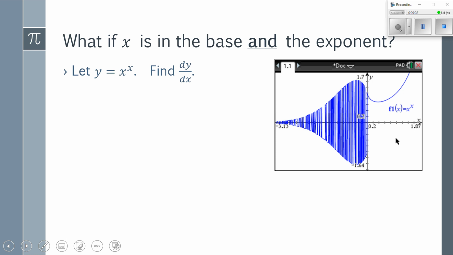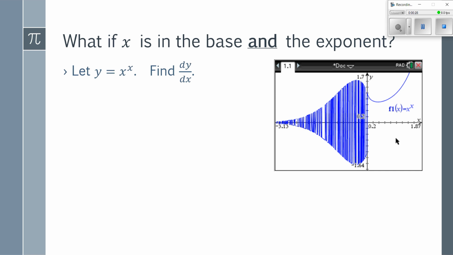So I did want to just talk about, in the last series of videos, we've talked about what if x is in the base, in terms of using the power rule, and what if x is in the exponent, in terms of exponentials. But what if x is in both? If x is in both the base and the exponent, what do we do?